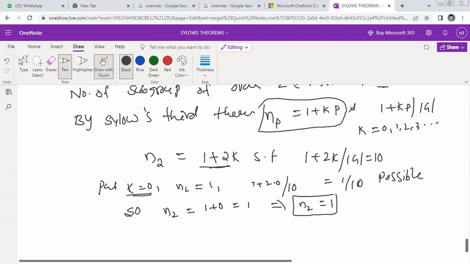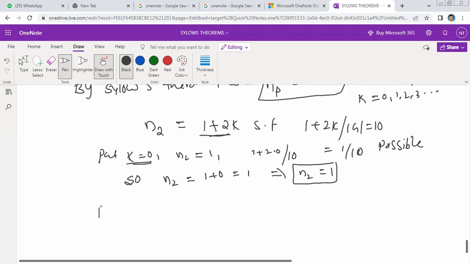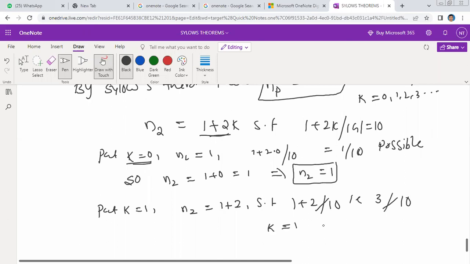Now check for K is equal to 1. Put K is equal to 1. Then N2 is equal to 1 plus 2. Does 1 plus 2 divide 10? No. 3 does not divide 10. Therefore, K is equal to 1 is not possible.